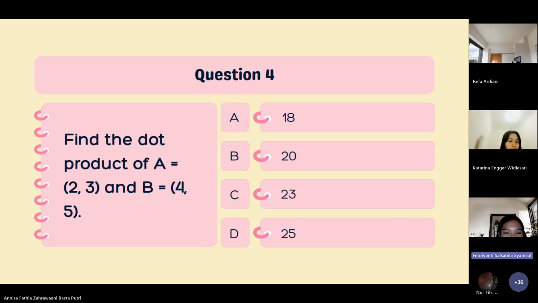Find the dot product of A, 2 and 3, and B, 4 and 5. Okay, Nadia. The answer is C, 23, because we must multiply: 2 multiplied by 4 is added to 3 multiplied by 5. So 8 is added to 15, which is 23. Okay, thank you Nadia.